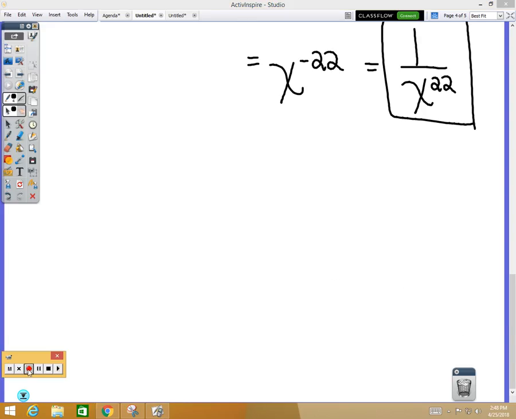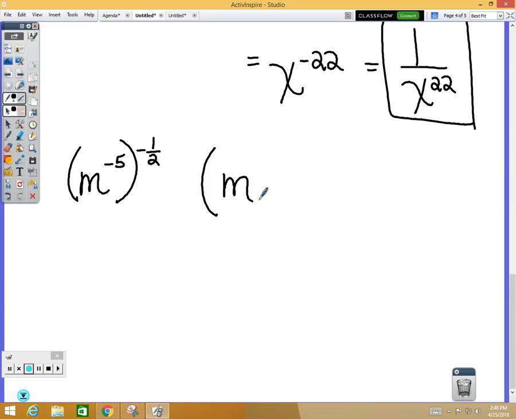Alright. M to the negative 5th times a negative 1/2, and then multiply that times m to the 3/2.